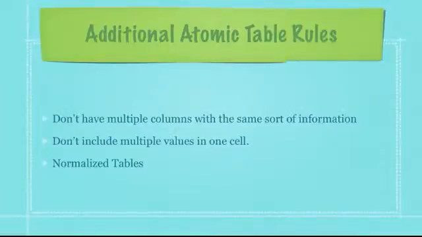Some additional rules that might help you make your data a little bit more atomic, and if you can't wrap your head around all this right now, don't worry about it. We're going to give examples. But one thing you want to do is make sure that you don't have multiple columns with the same sort of information. So for example, if you wanted to include employment history for an employee database, you shouldn't create job 1, job 2, and job 3 columns. What you want to do is make a new table with that data instead.